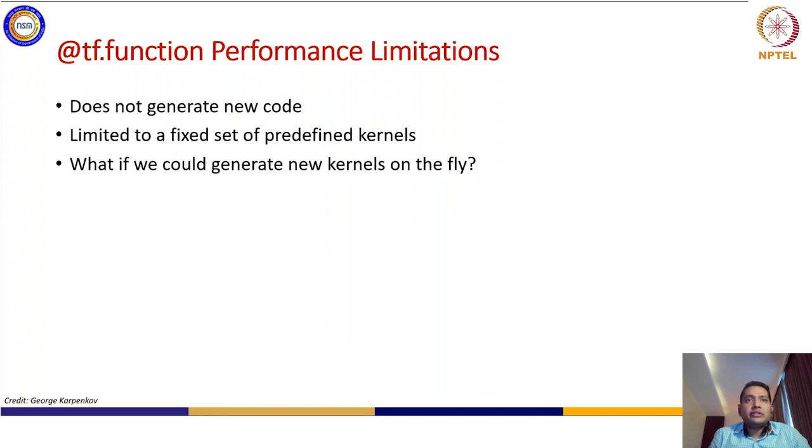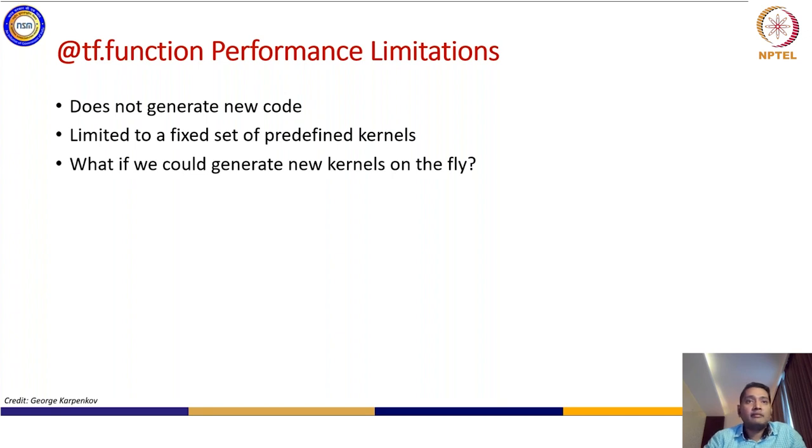So the limitations are: the tf.function runtime is not generating new code actually. Essentially the codes are the primitive ones, right? And it is limited to a fixed number of predefined kernels. So whatever number of kernels you have, those kernels are from the library, and they will take the operations from the kernels and make this. Now, what if you can generate new optimized code on the fly, depending on the targeting input, right?